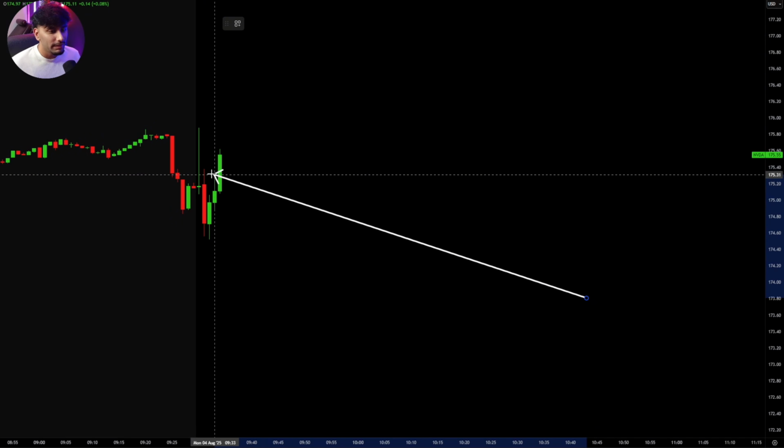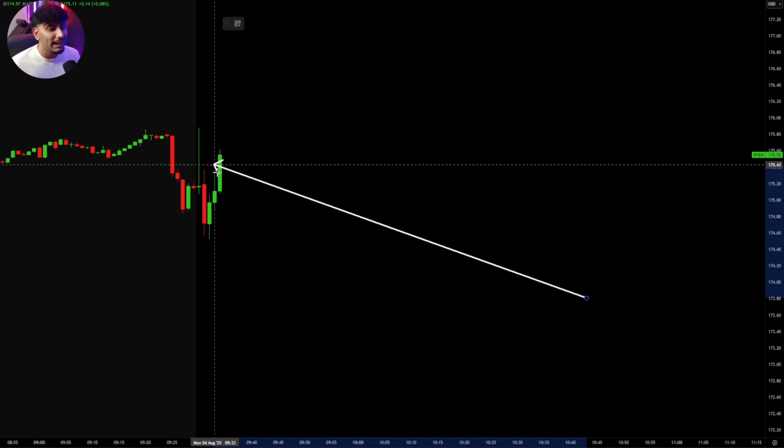Now, what we're going to do on this example is simply mark out the first 5-minute high and the first 5-minute low.